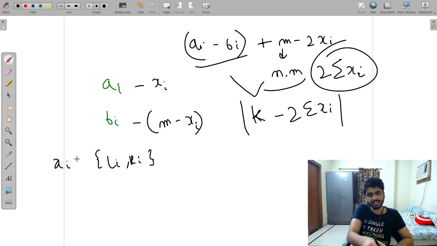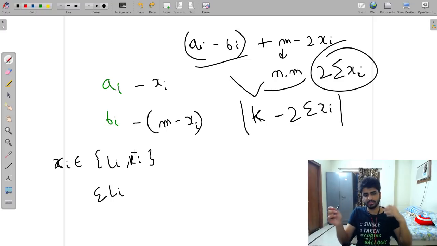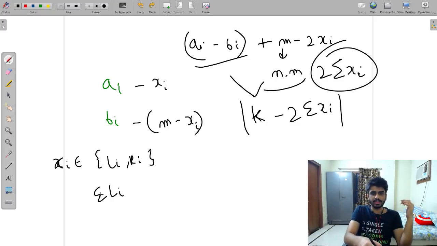So xi definitely belongs to [Li, Ri], and this can be found for each i. Then what will be the minimum value of sigma xi? The minimum value of sigma xi will be sigma Li, because that is the minimum meat you can eat from each dish, and you can take the summation. And what will be the maximum? The maximum will be sigma Ri. So this is the minimum and this is the maximum.